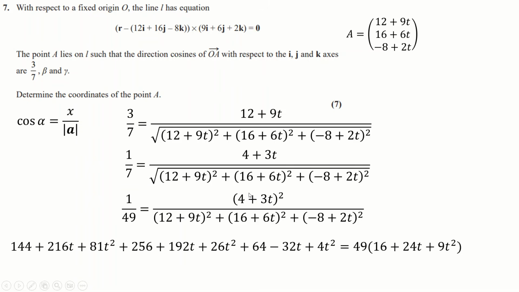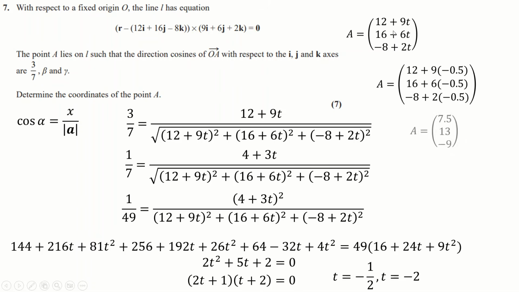You'll have to trust me that all of this simplifies down to that, which solves to this. So we have two answers: t is minus a half and t is minus 2. Which of these answers is correct? Well, let's just substitute both into here. When you put in minus a half, you get this, and when you put in minus 2, you get this.